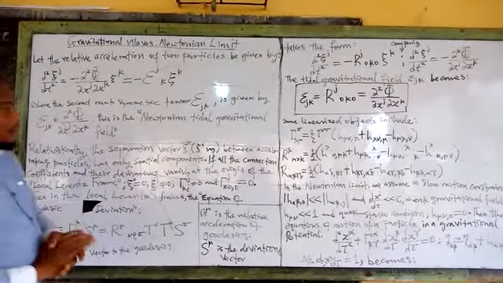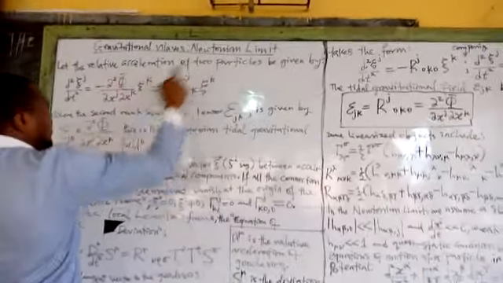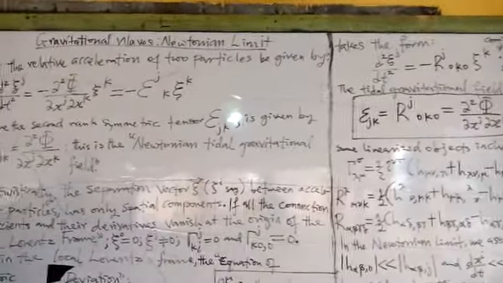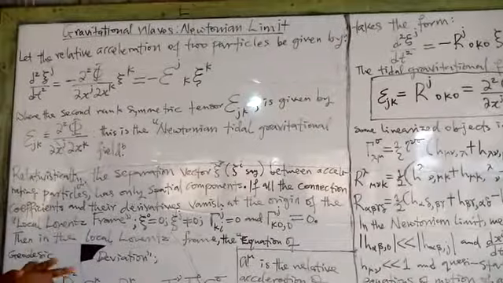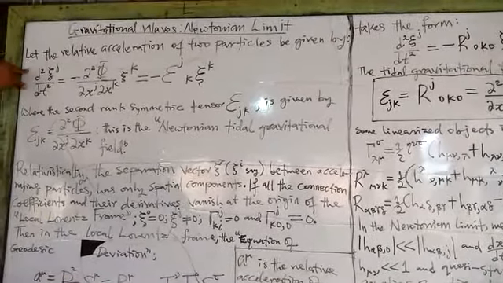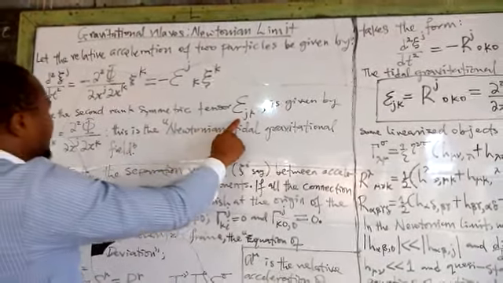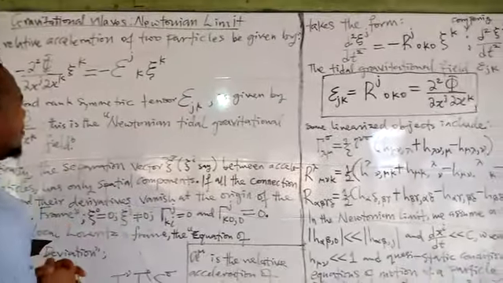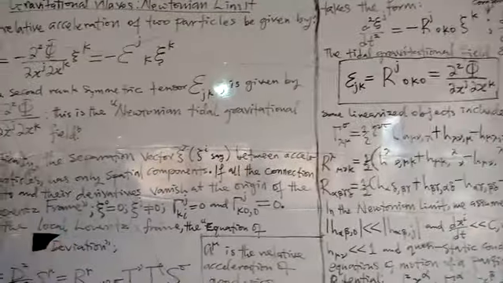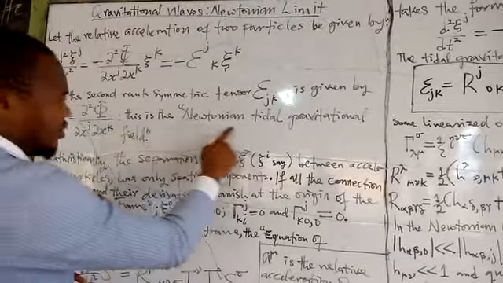Okay, good morning everyone. Today we want to look at gravitational waves in the Newtonian limit. First of all, let's start by saying let the relative acceleration of two particles be given by the following expression, where the second rank symmetric tensor epsilon sub jk is given by this expression, the one here in the middle. This is the Newtonian tidal gravitational field, and that is what we're going to call it.